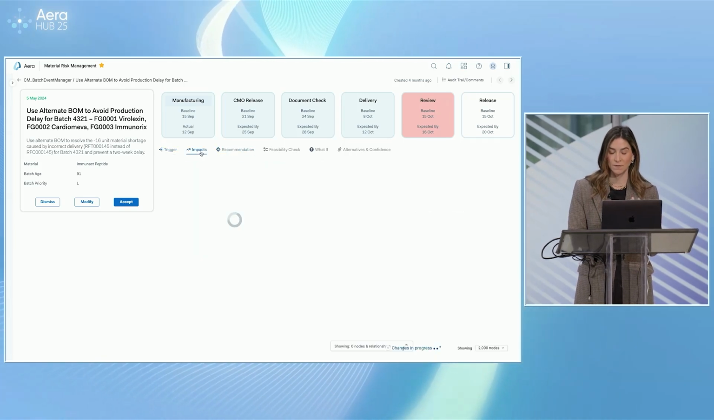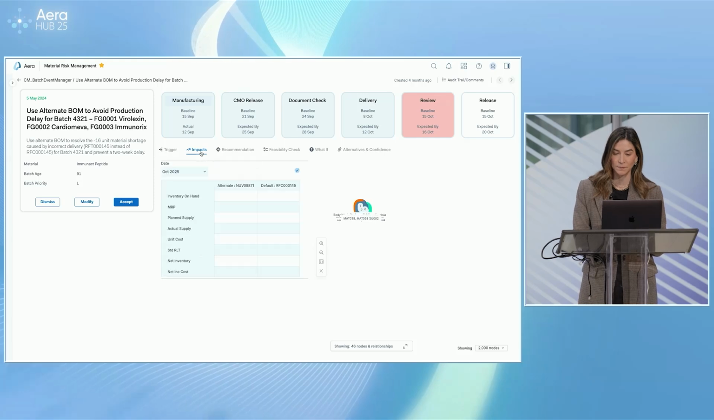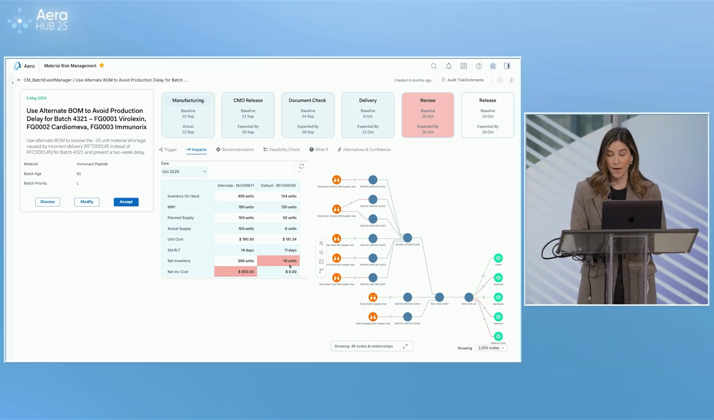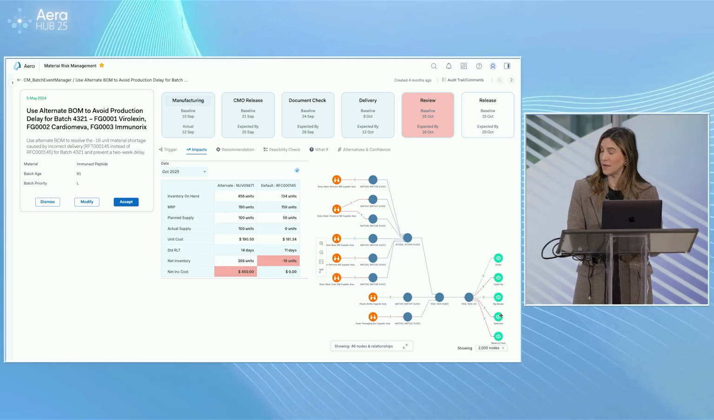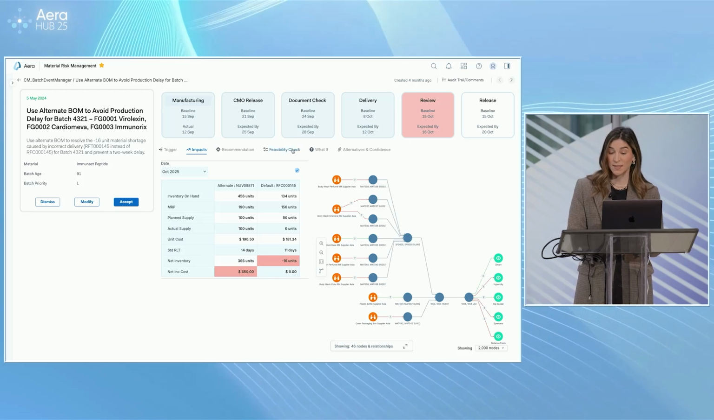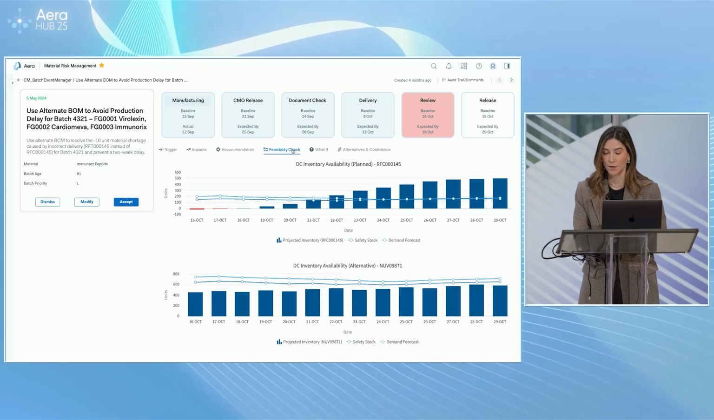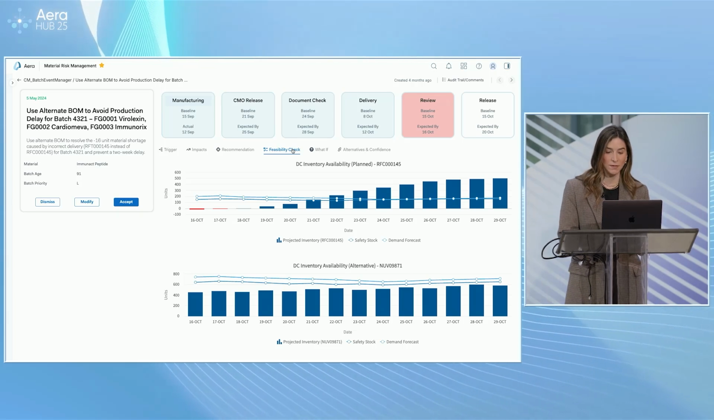What is the impact of this recommendation? So things like, what is the cost of using the alternate material in that bill of material? What's the shortage? Even, what are some of the customers that may be impacted as well? Things like feasibility checks. Do we even have the inventory on that alternate material? So do I look healthy to use it?